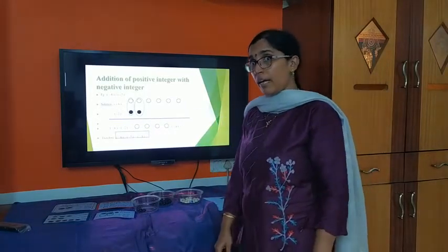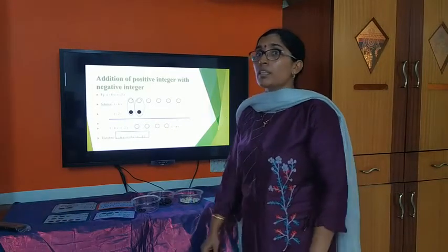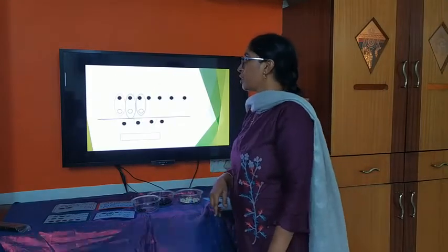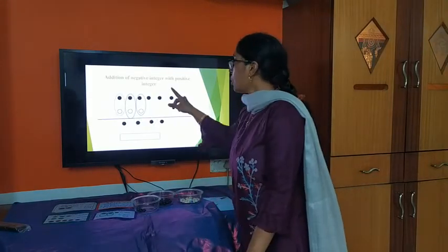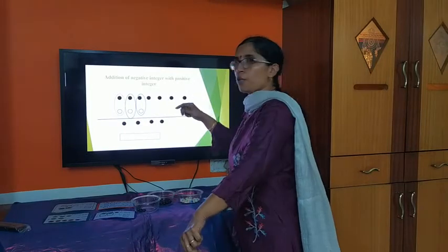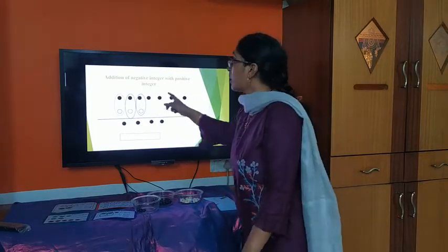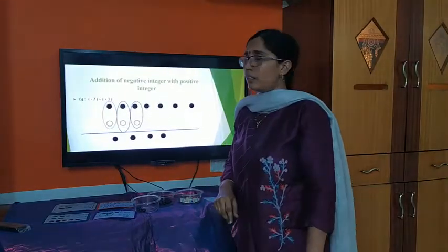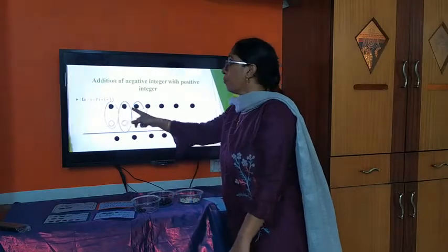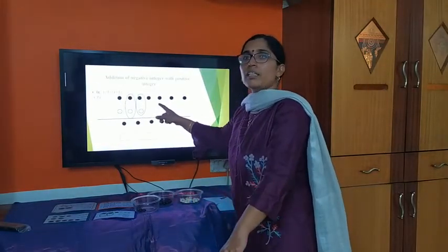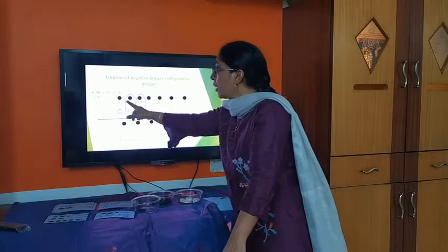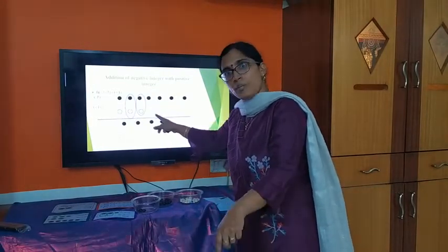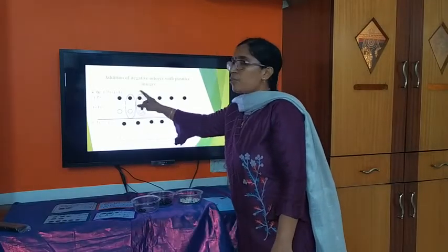Now again, we will see the next one. What is the next combination? The next combination is addition of a negative integer with a positive integer. Here I have taken the example minus 7 plus 3. Minus 7, here minus is shaded. How many? 7. Now here plus is unshaded. How many? 3.